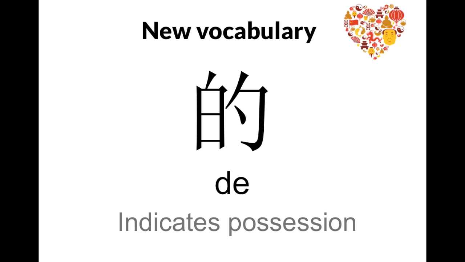De also has this fifth neutral tone, which really has no emphasis on it. And this is a really handy character, actually the most frequently used character in the entire Chinese language. And you'll simply just put it after a noun to indicate possession. So for example, 我的 means I possession or my. So 的 means possession.